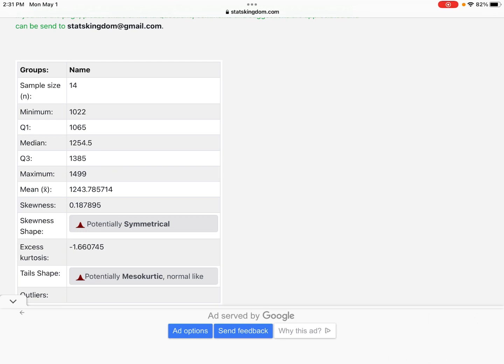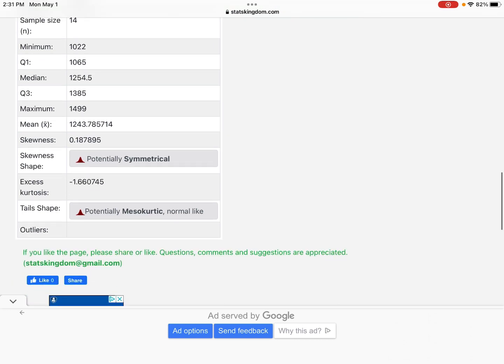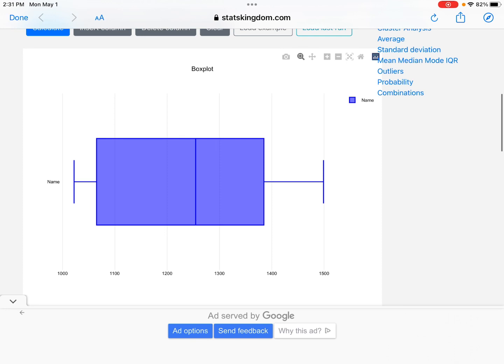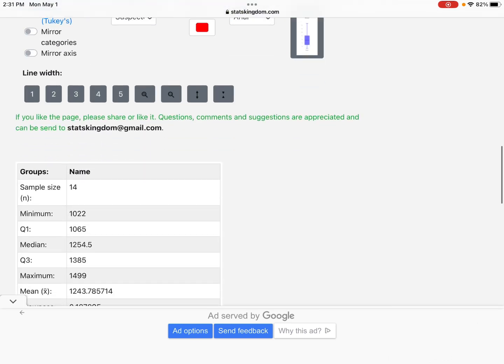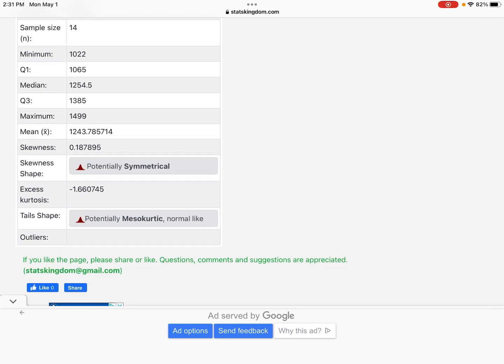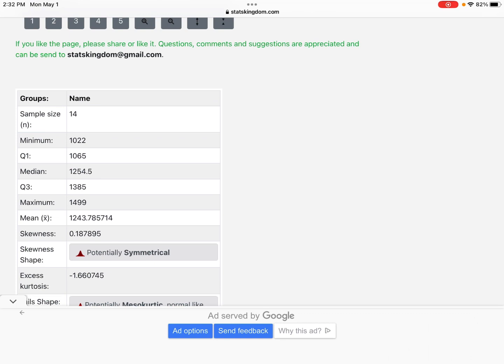And it gives us the skewness shape. So see how it says it's potentially symmetrical? That's awesome that it tells us that. And you can see by the box and whisker that it's sort of in the middle. You can see that it's a little bit skewed to the right a little, but really, what's nice is it tells us down here again, this is skewness shape. It's potentially symmetrical. Okay, so that's one really cool thing, again, about our software.